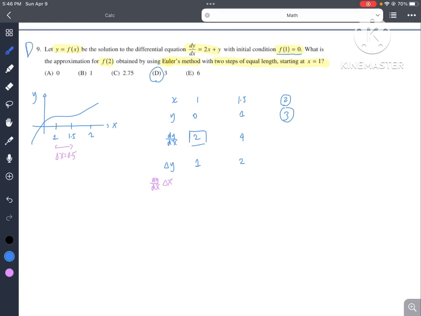This method tends to be algorithmic, and it can be a bit tedious if the number of steps or intervals is big enough.